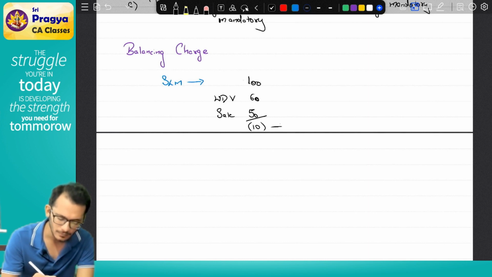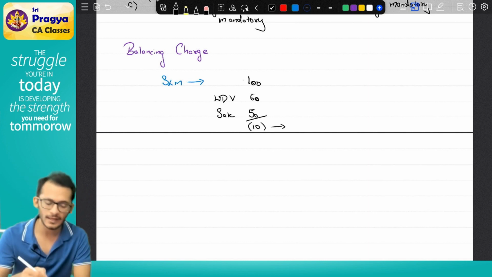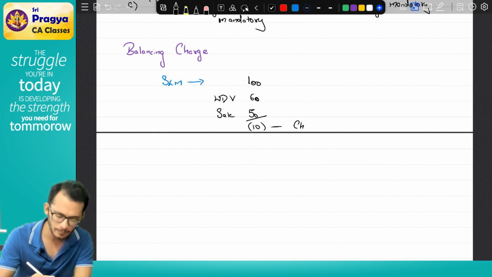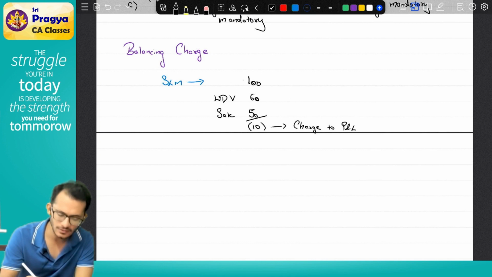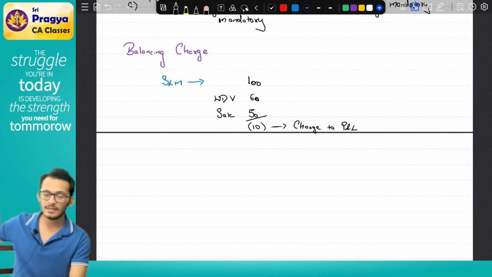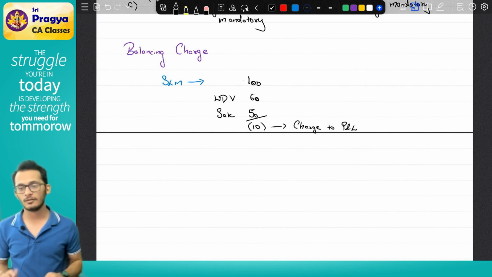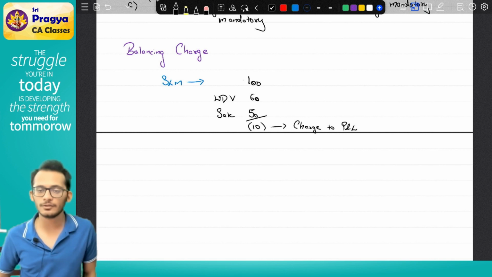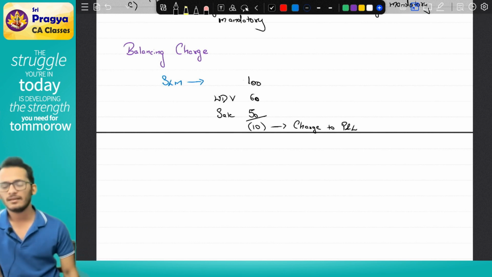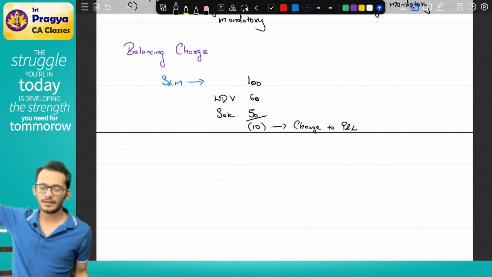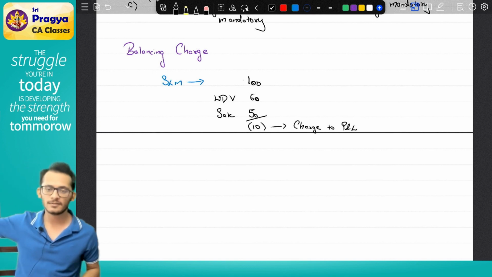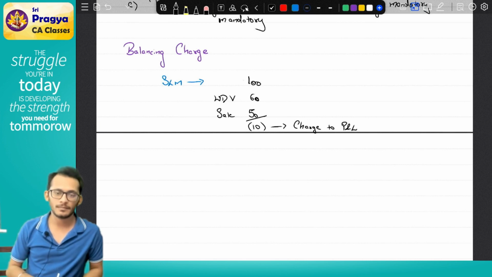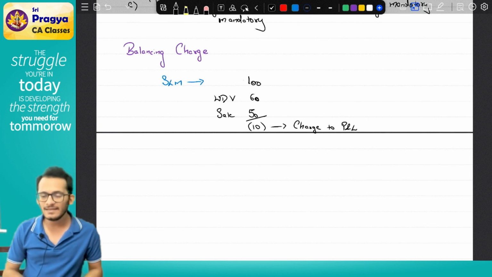In accounts you would have charged it off to P&L. Yes or no? But ask yourself a simple question: is this 10 a capital loss or a revenue loss? It's a capital loss. So can income tax allow you to charge it to P&L? No. So income tax says, understand, my cost is 100, my WDV is 60, my sale becomes 50, arriving at a loss of 10. Ideally speaking, there is no loss.